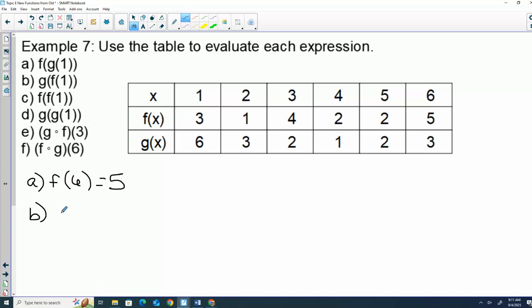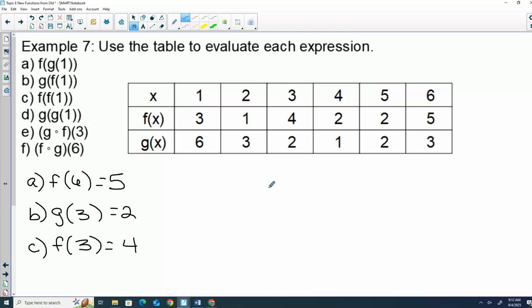B, G composed with F. So when X is 1, F is 3. G of 3, when X is 3, G is 2. C, F composed with F. So when X is 1, F is 3. So now when X is 3, F is 4. So we can do the same function repeatedly.